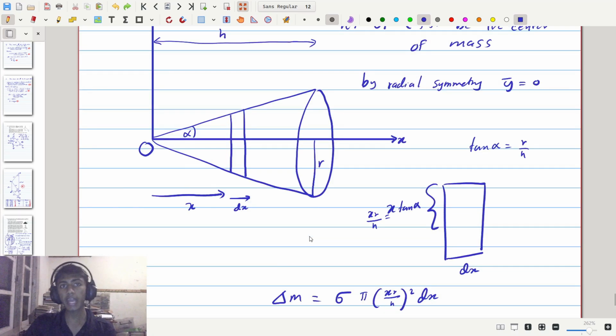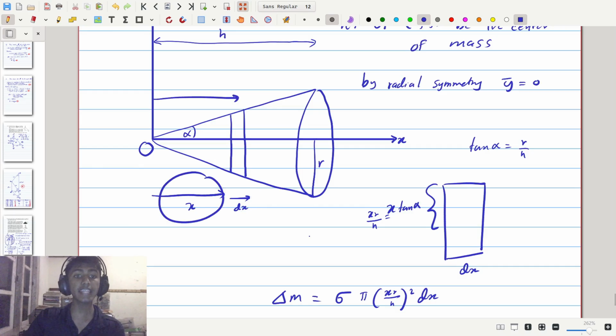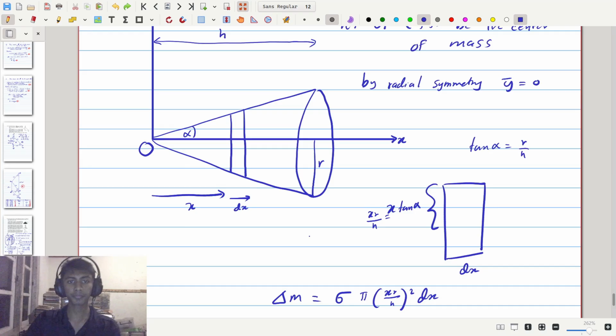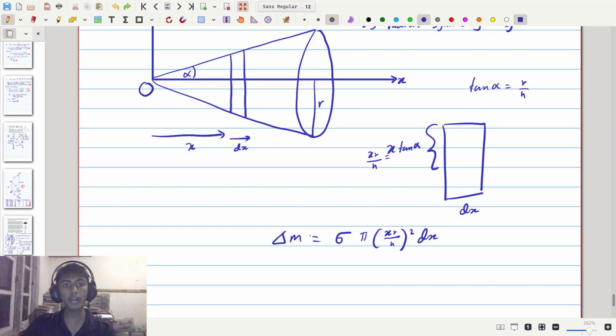So now, considering that, all we need to find is the x-coordinate of the center of mass of the little cylinder. Considering the little cylinder, if it is very thin, as in dx is very small, then the center of mass of the cylinder is going to be at a distance of exactly x from the origin. So the x-coordinate of the center of mass of the cylinder is exactly equal to x.